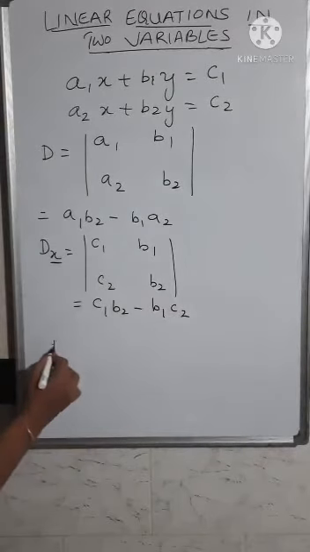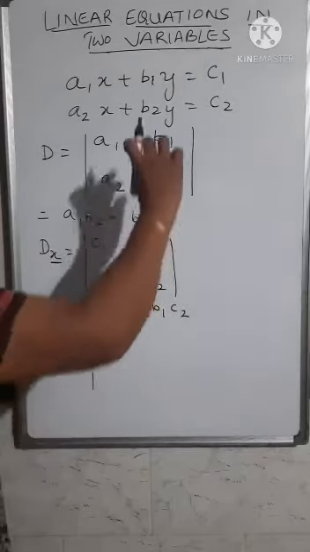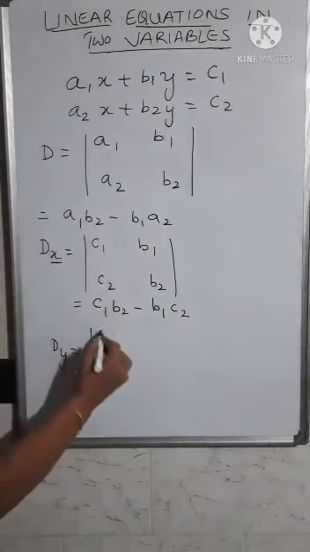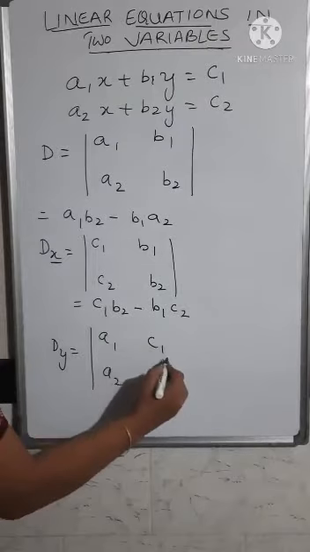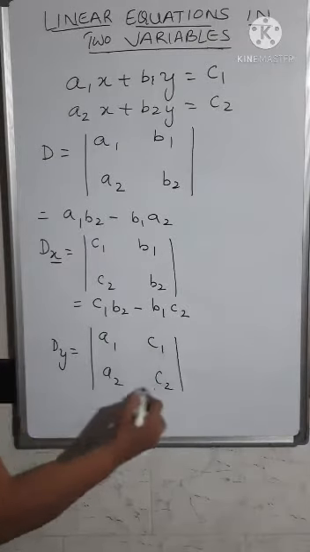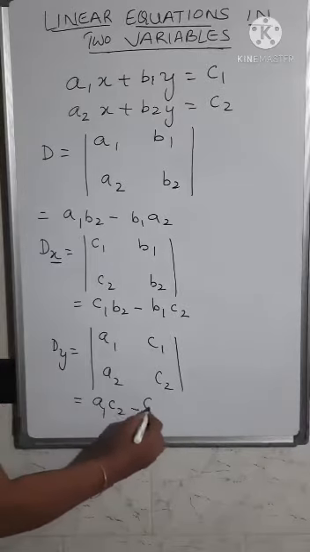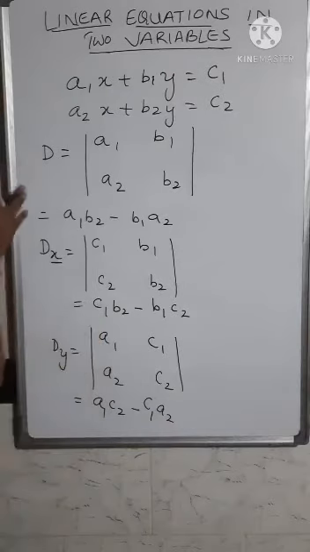Next you find the value of Dy. When finding Dy, the coefficients of y should be replaced by the constants. So here you write a1, a2, and here you write c1, c2. Now this value is given by a1 c2 minus c1 a2. This is how you find the values of D, Dx and Dy. This is the first step.